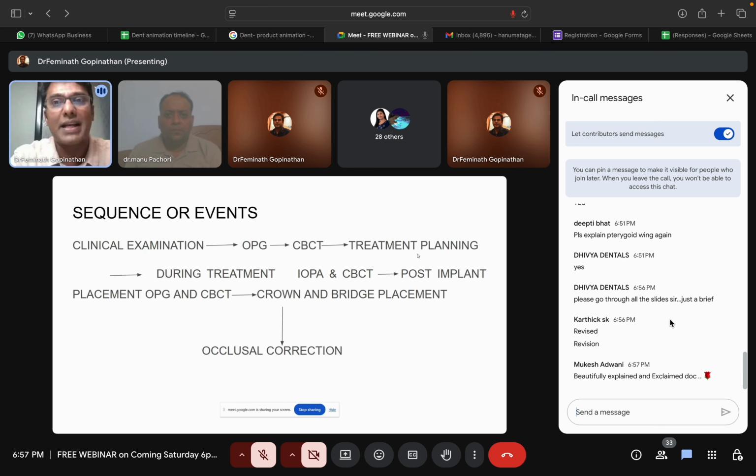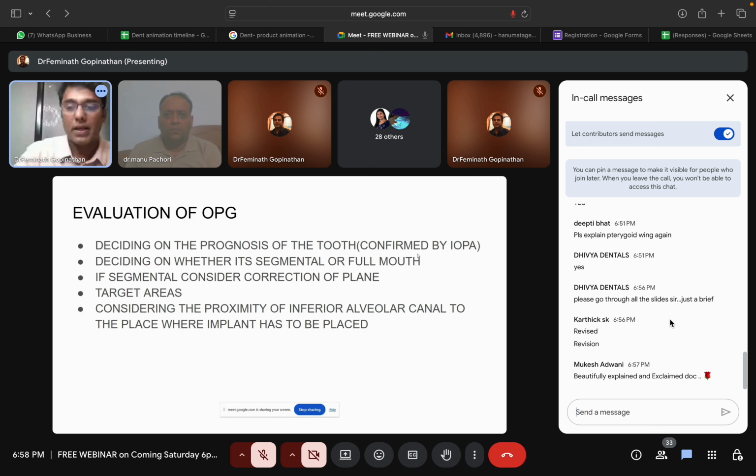And after that, I place the crown and bridge in after 3 or 4 days. And then I do occlusal correction and follow-up. This is the normal protocol which I follow. Now, as you know, OPG is not very specific. You sometimes need to take specific IOPAs to confirm the prognosis of the tooth.